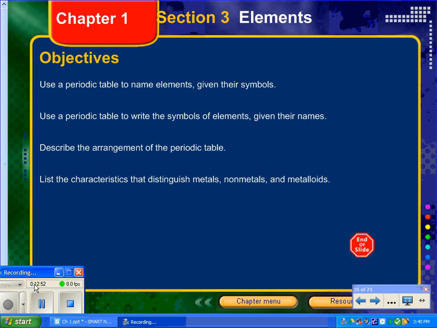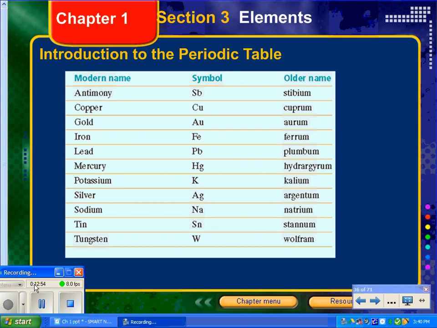All right, and on to Chapter 1, Section 3. This is an introduction to the periodic table. If you'll notice, for some of the elements on the periodic table, their symbol doesn't match up with their name. Most of these have a Latin name, which is their older name, instead of going by the modern name or the English name that we have given them.